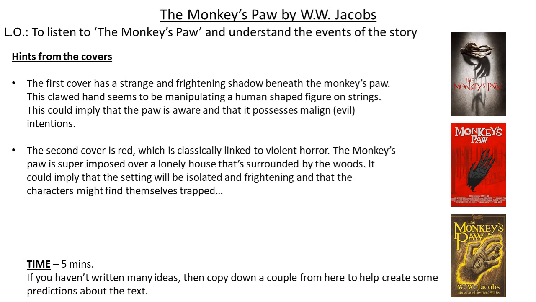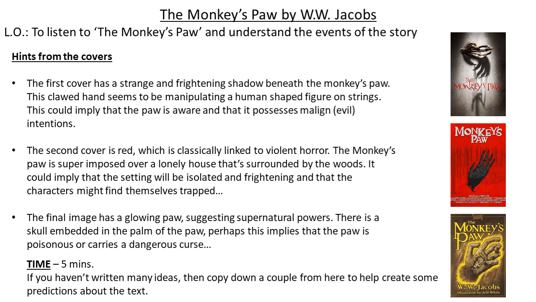The second cover is red, classically linked to violent horror. The monkey's paw is superimposed over a lonely house that's surrounded by woods. It could imply that the setting will be isolated and frightening, and that the characters might find themselves trapped. The final image has a glowing paw, suggesting supernatural powers. There is a skull embedded in the palm of the paw. Perhaps this implies that the paw is poisonous or carries a dangerous curse.